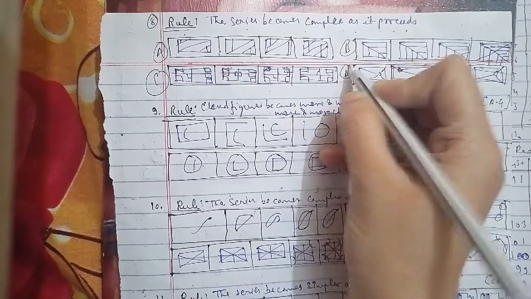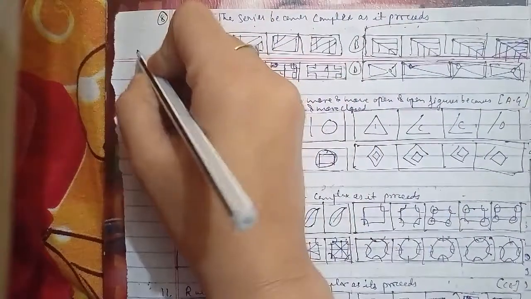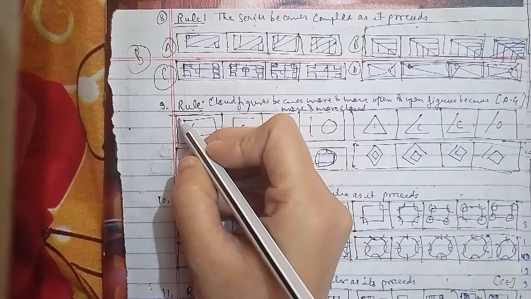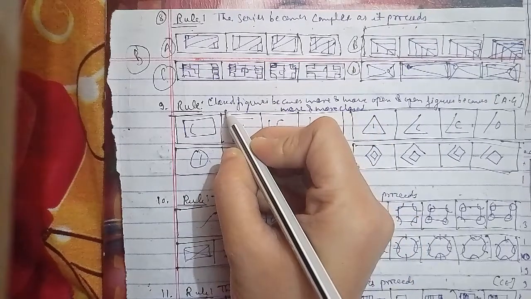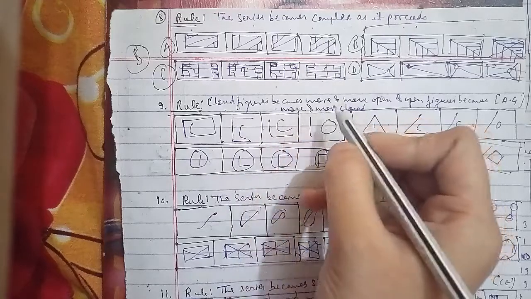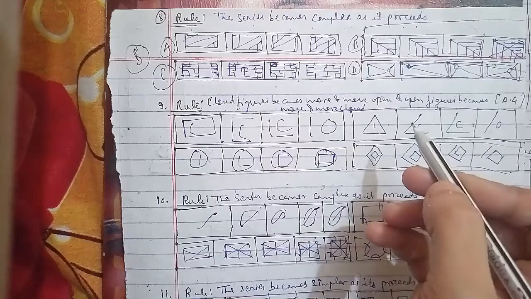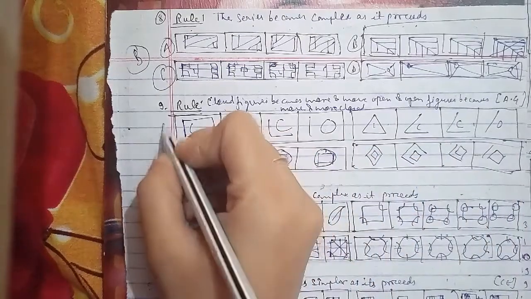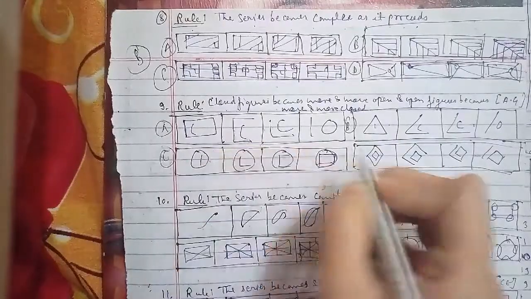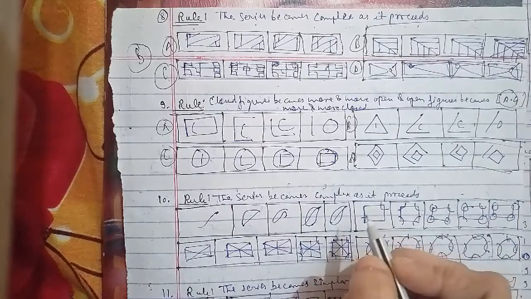We'll go ahead with another one, the ninth question of the session. The question represents closed figures that become more and more open, and open figures that become more and more closed, with options A, B, C, and D. This was asked in the assistant grade question paper, which is also an important paper for competition. The answer is figure A.